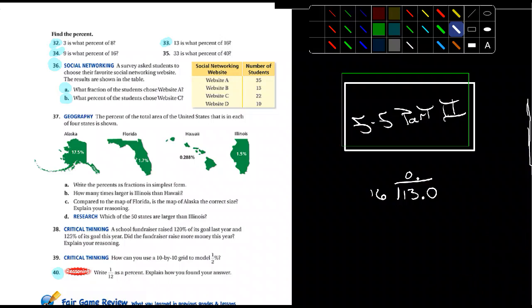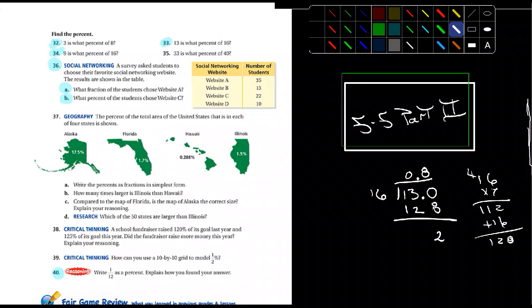Let's try 7. 16 times 7. What's 7 times 6? 42. Put down the 2, carry the 4. What's 7 times 1? 7. 7 plus 4 is 11. So that's 112. I think that's 8. It can go bigger. Well, let's find out. Let's add 16. 8 is max. 8 times 16 is 128. There we go. So it's going to be 8.